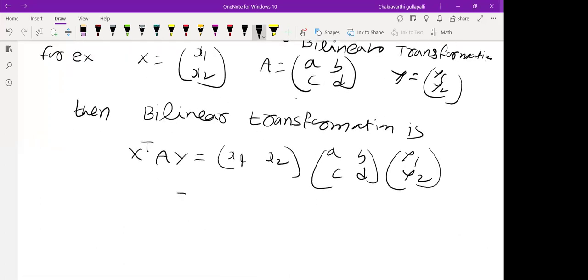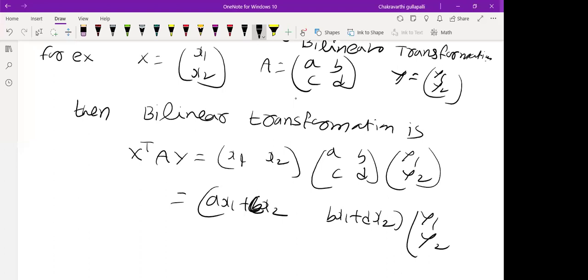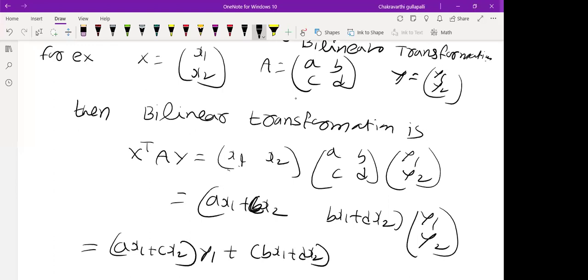Then multiply: ax1 plus bx2. You know how to do matrix multiplication, row by column. Ax1 plus cx2, bx1 plus dx2, into y1, y2. Just matrix multiplication. First row, first column. First row, second column. Now multiply again. This will be ax1 plus cx2 into y1 plus bx1 plus dx2 into y2.